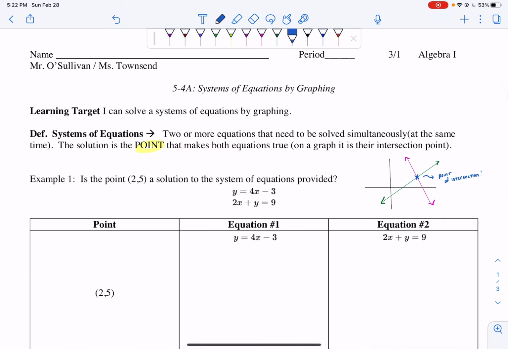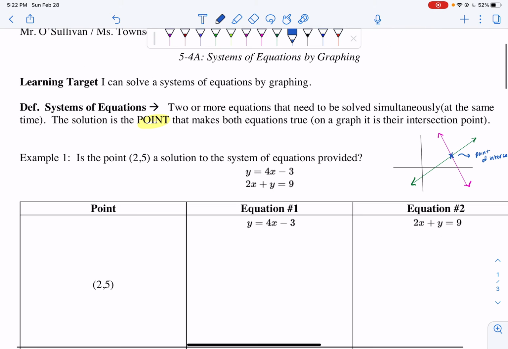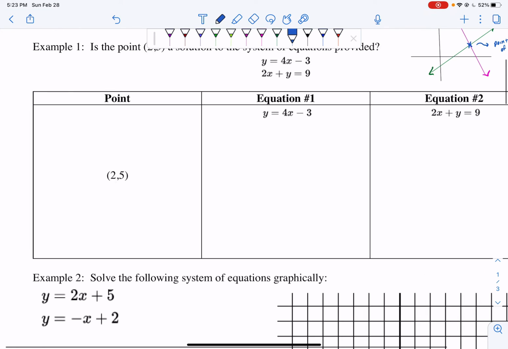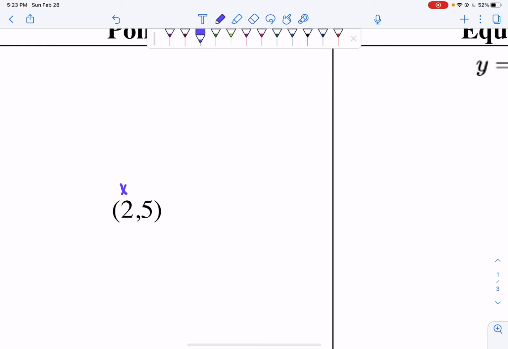So, question number 1: is the point (2, 5) a solution to the system of equations provided? The system is y = 4x - 3 and 2x + y = 9. Here's our procedure to figure out if (2, 5) is a solution. All we're going to do is plug the point (2, 5) into each equation. The first thing we need to remember is that the 2 is our x-coordinate and the 5 is our y-coordinate.